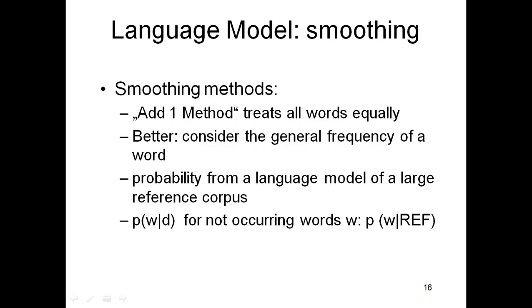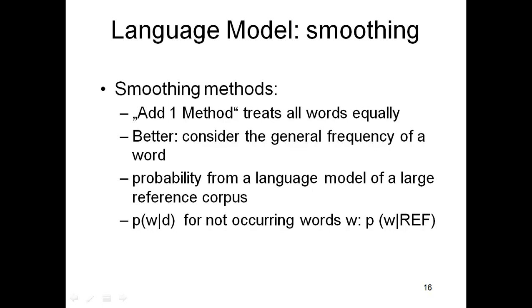Anyway, now there's a big problem, of course. The add-one, now we come to something that is more similar to the IDF. So far we treat all words equally. So a very frequent word gets the same smoothing, the same addition of 1, as a rare word.